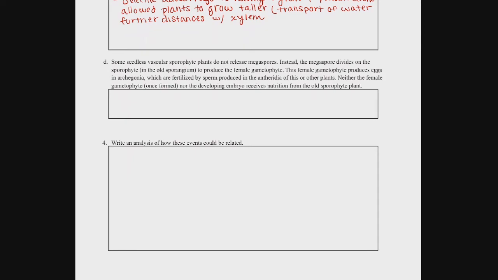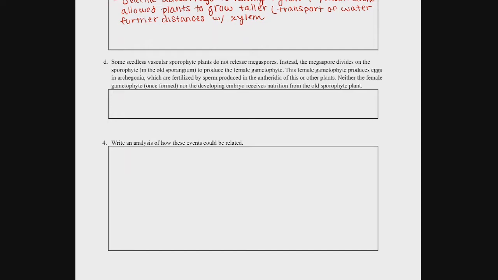D. Some seedless vascular sporophyte plants do not release megaspores. Instead, the megaspore divides on the sporophyte and the old sporangium to produce the female gametophyte. This female gametophyte produces eggs in an archegonia, which are fertilized by sperm produced in the antheridia of this or other plants. Neither the female gametophyte, once formed, nor the developing embryo receives nutrition from the old sporophyte plant.